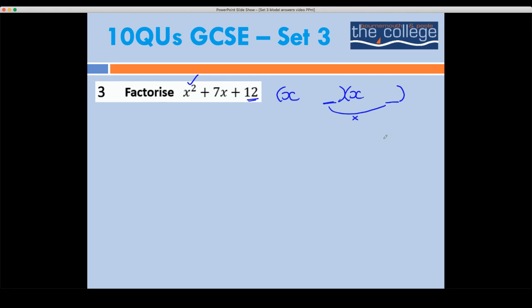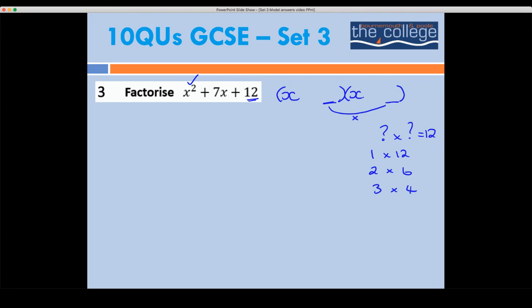We need to think what times what could equal 12. And so we need to write down the list of multiples. So the first one is 1 times 12. We could have 2 times 6. We could have 3 times 4. And that's it. If there had been negatives in here, you'd have to consider any of these pairs with a negative or with 2 negatives to get the same result of positive 12.